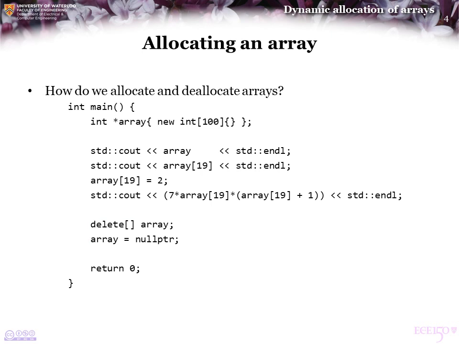All right, so if we run this, we get exactly what we would expect. We get the address of the array, wherever it was allocated. We get the initial value that's at array 19, which is 0. And then, having set the index 19 of the array to 2, we then print out 7 times 2 times 3, which is 42.